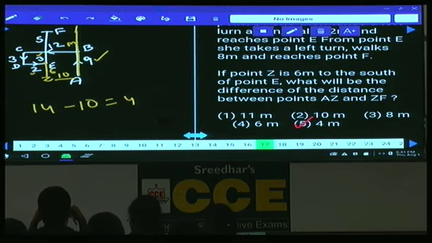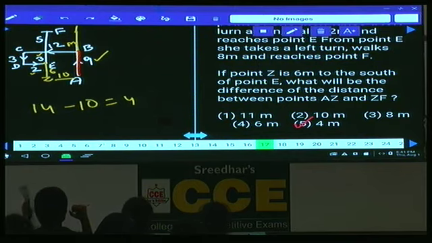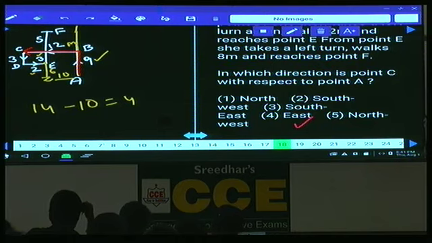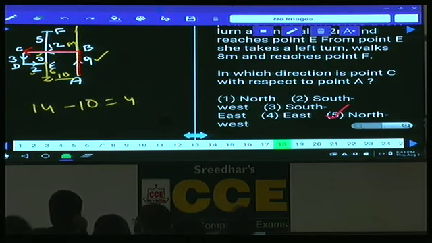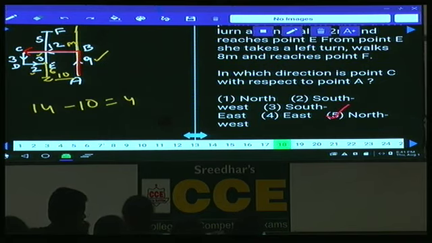Then 18th one, in which direction is C with respect to A? C with respect to A is here. In order to reach C from A, first we need to move towards north, then west, north and west, northwest. Now 18th one, it is northwest, choice 5. Yes, 19 to 22. Question numbers 19 to 22.